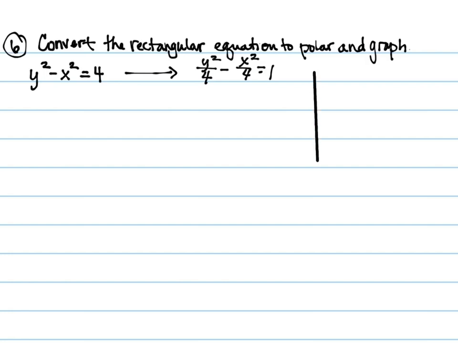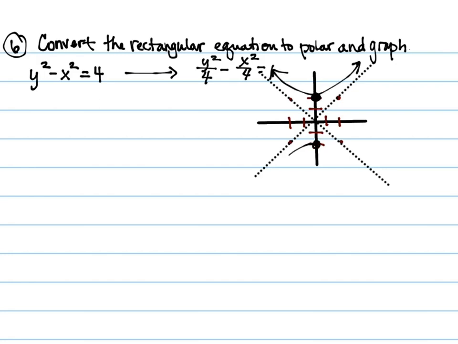And in my graph, because it's 2 squared underneath each of them, I would go out 2 in each direction to get my asymptotes. It's centered at 0, 0. These points right here will give me the asymptotes that I'm going to draw in. And then my vertices are at positive and negative 2 on the y-axis. And it looks something like this. Is that good for everybody?